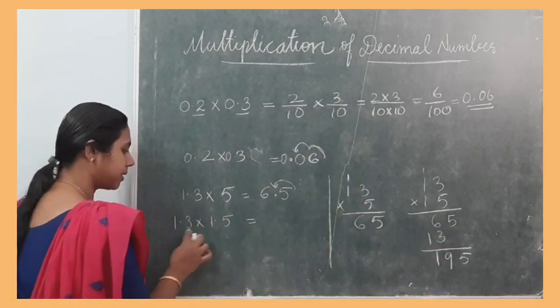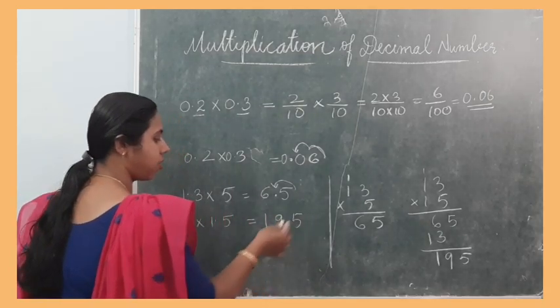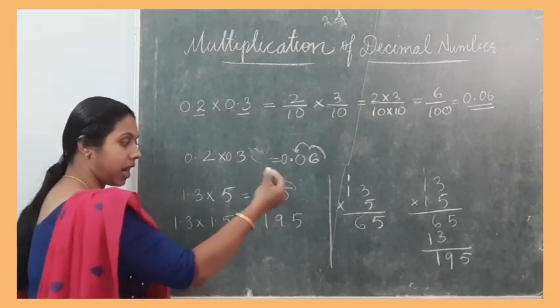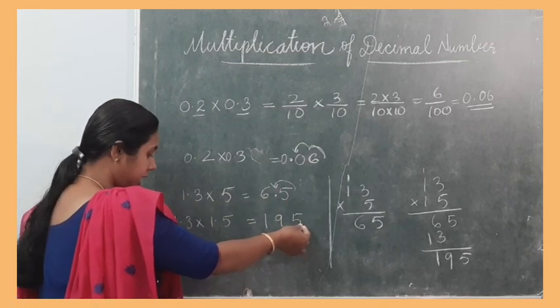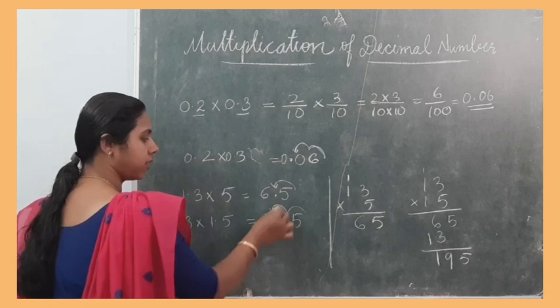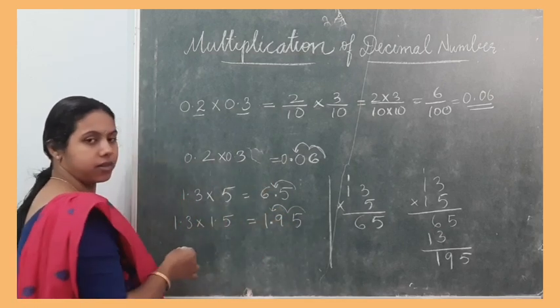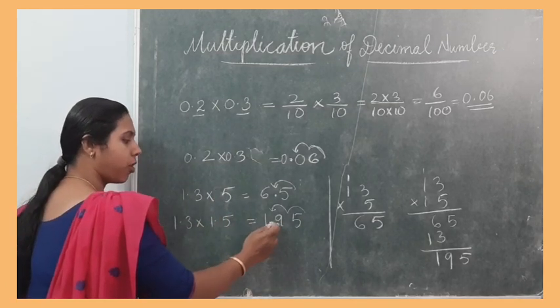There are how many decimal places? 2 decimal places. So you start counting the number of digits from the rightmost digit. There are 2 decimal places. So 1, 2. Then you put the decimal point. So the answer is 1.95.